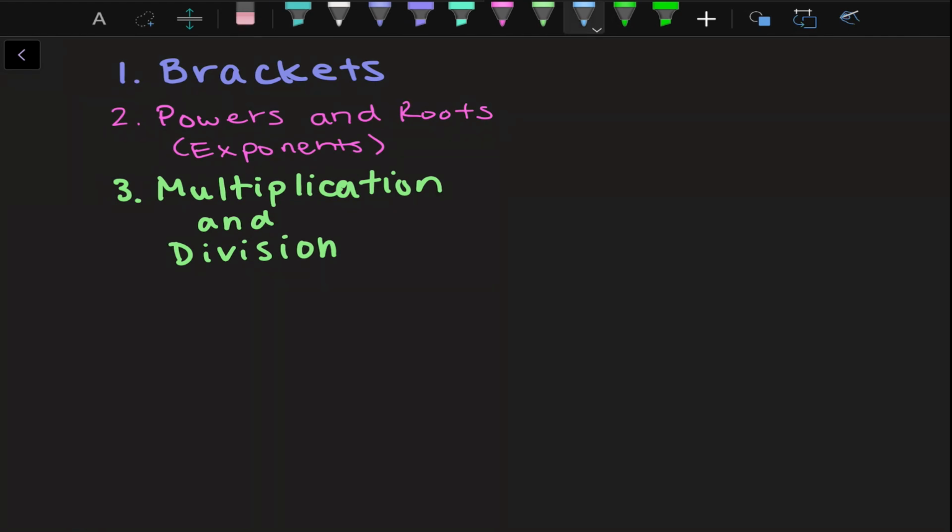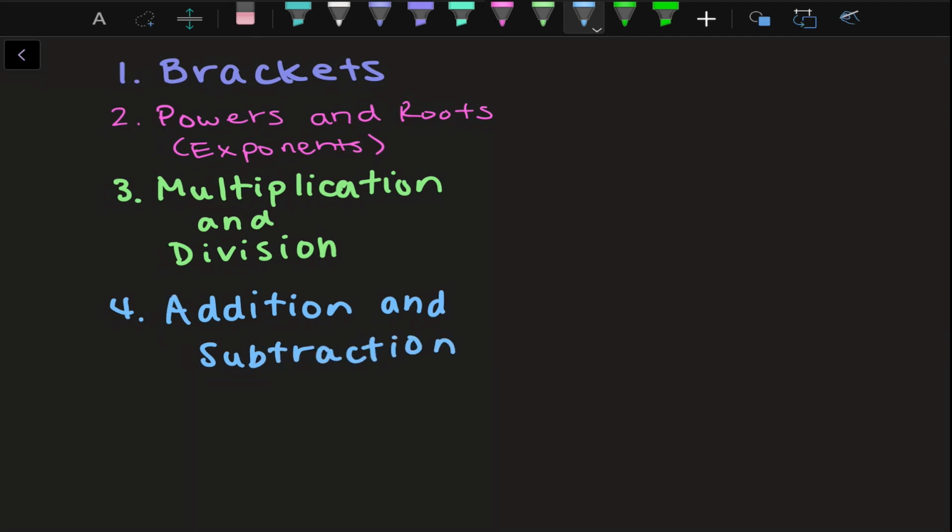And then last is our addition and subtraction. So again, the same thing. We could have 7 minus 2 plus 3, and we could do 7 minus 2 first, or we could do 2 plus 3 first, and we'll get the same answer. Okay? So another way we can refer to this is something called BEDMAS.